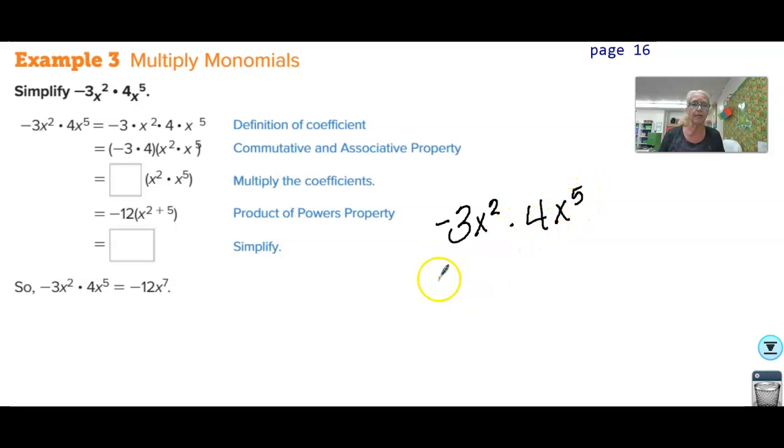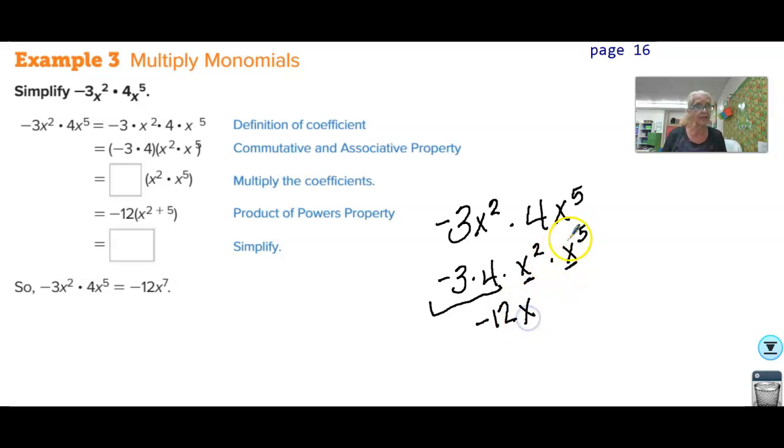And because multiplication is commutative, you can rearrange the terms. Just like 2 times 3 and 3 times 2 are the same thing, you can rearrange the factors in this expression. That makes it easier for us. Now we can multiply these two and get -12. And now we're multiplying two variables with like bases, so we can add the exponents. 2 plus 5 is 7. Let's see, got it over here.